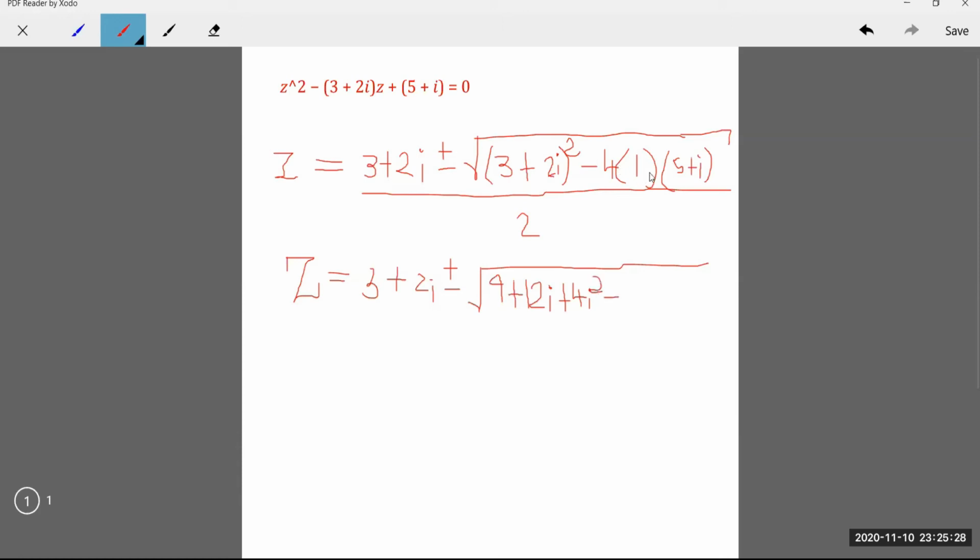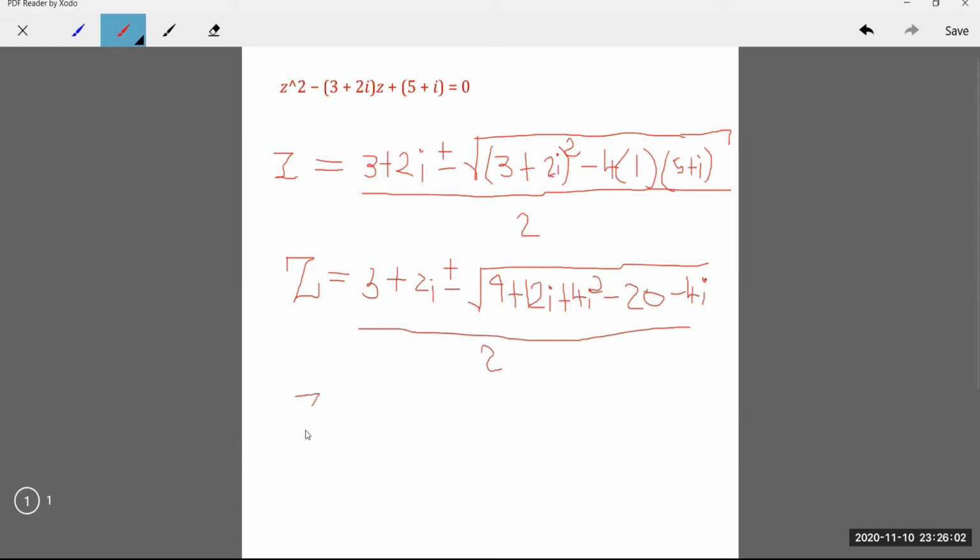4 times 1 is 4. Now 4 times 5, that's 20. But with the negative 4 here, it's negative 20. And then the negative 4 times the i, that's just minus 4i. And so, nice. So we just need to simplify now what's underneath that square root. It's all being divided by 2.